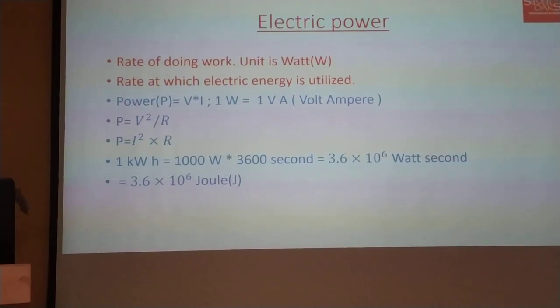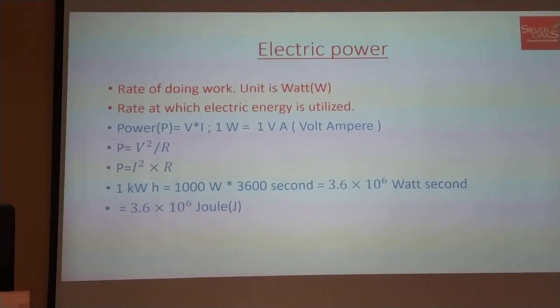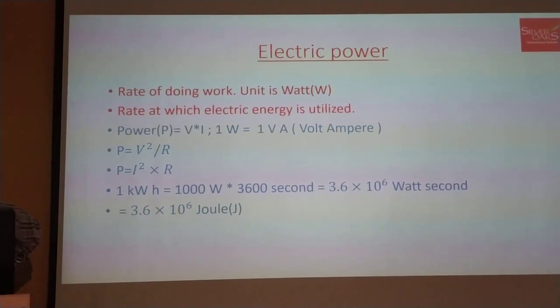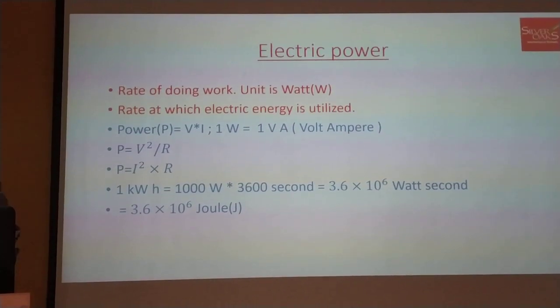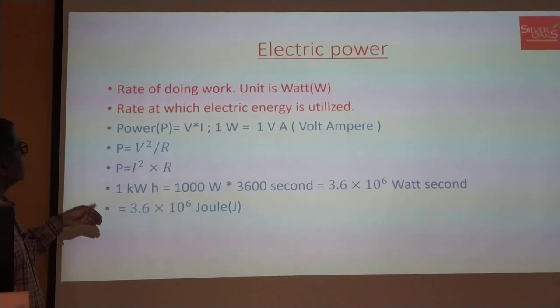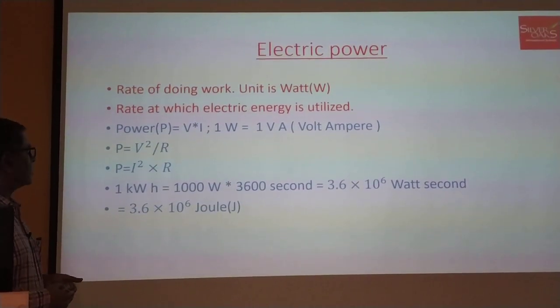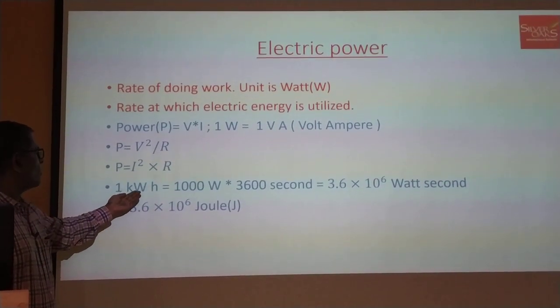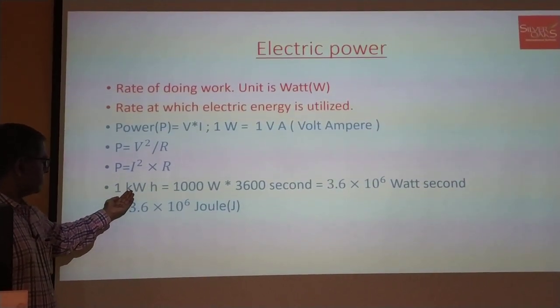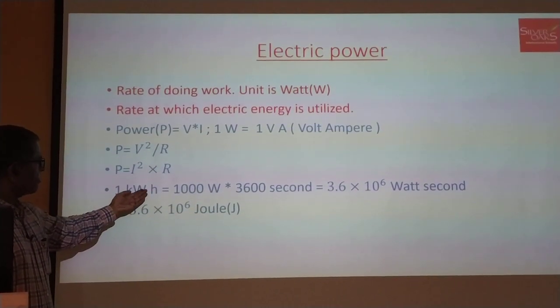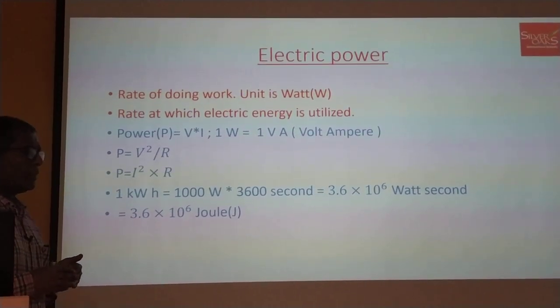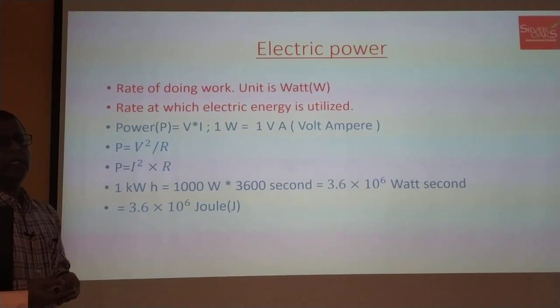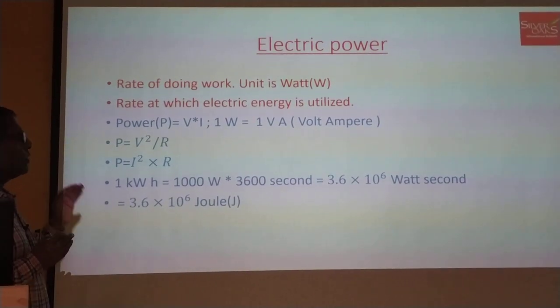Now the unit of energy. If you are using an appliance for a certain time, how much energy do you consume? You know the unit of energy is joule, but joule is a very small energy. So we write the energy consumed by a device or appliance in kilowatt hour. Kilo means 1000, watt is the unit of power, multiplied by hour, which is the time. Normally we indicate the energy consumed in terms of kilowatt hour.